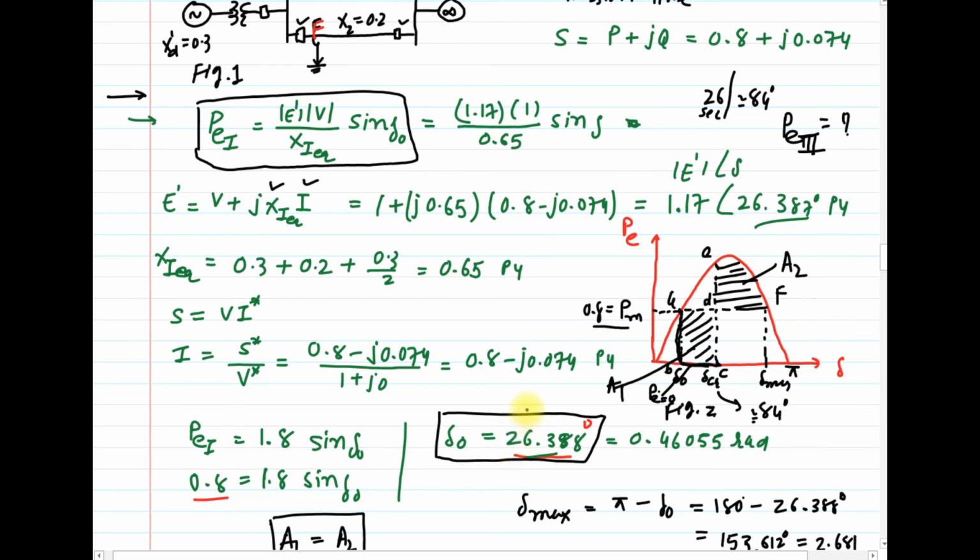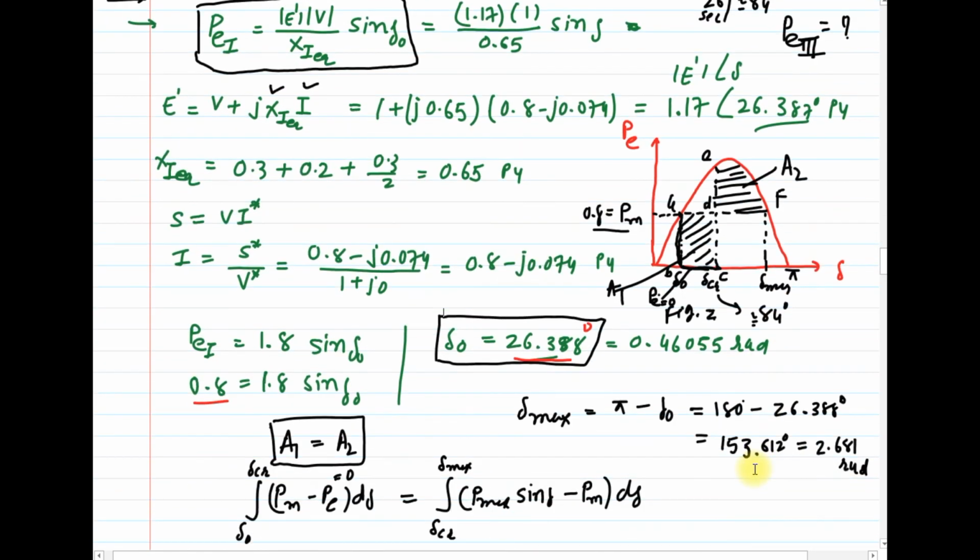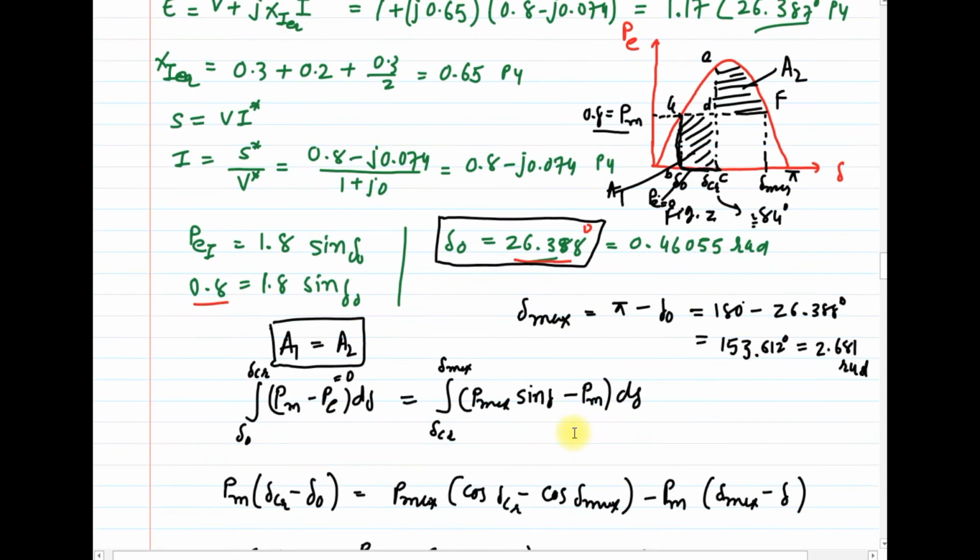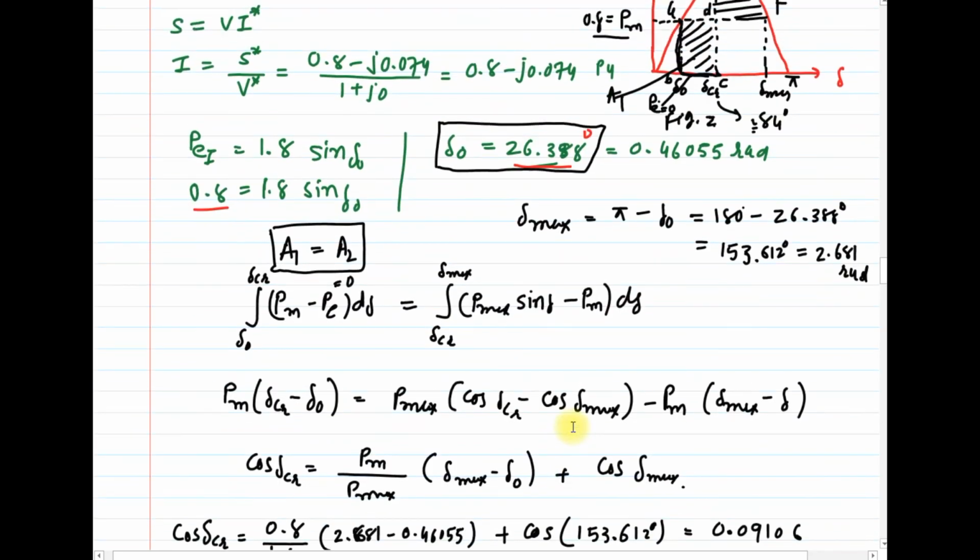Now after being subjected to a transient fault, the delta will reach the maximum value, which is equal to 153. Now just imagine the difference between these two angles, that means delta 0 to delta max. Clear? If you understand this through the plot of delta versus t curve, let me use a different color so that it will be clear.